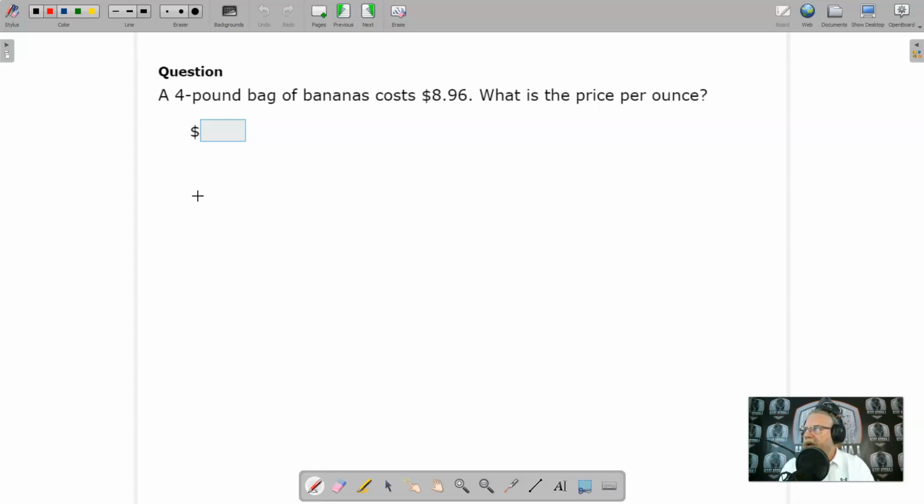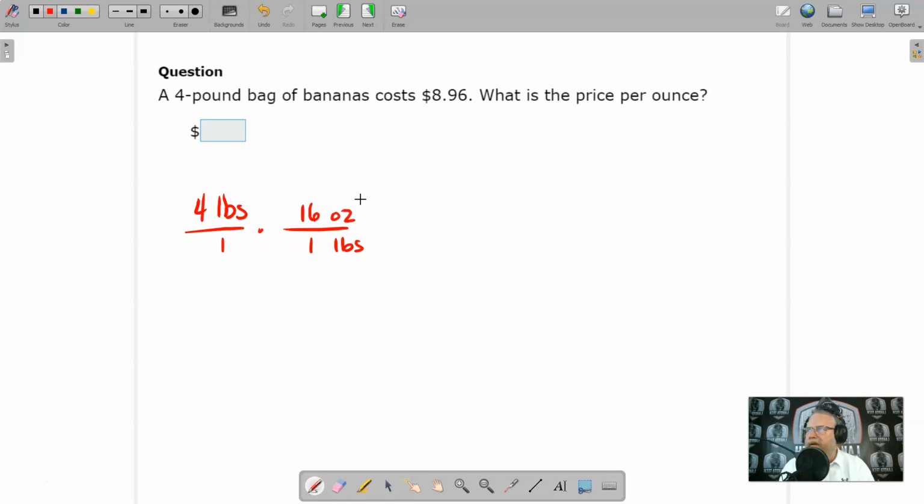But in this case, I want to take pounds to ounces. So I'm going to go 4 pounds, LBS for pounds, and I want to get to ounces. Well, I want pounds at the bottom, so they'll cancel, right? In 1 pound, there are 16 ounces.